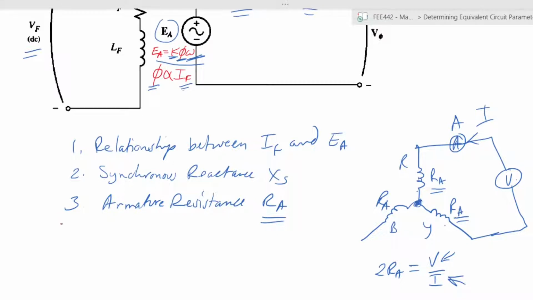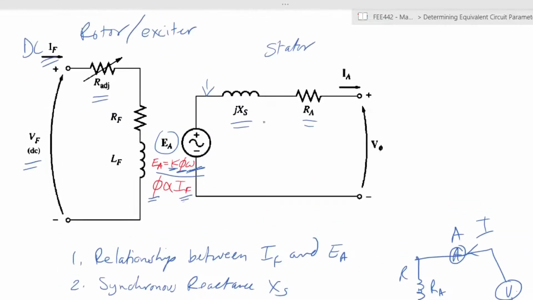Straight away, you can determine whatever is here in this circuit. So that's parameter number one. We still need EA and we still need XS. The reason why we don't need terminal voltage and the armature current is that these are externally measurable from the machine. These are connected to the outside world. Here we are looking for parameters that we do not directly have access to because they are inside the machine, right? And XS, as we said, synchronous reactance, is dependent on the operation of the machine, how the machine is running.